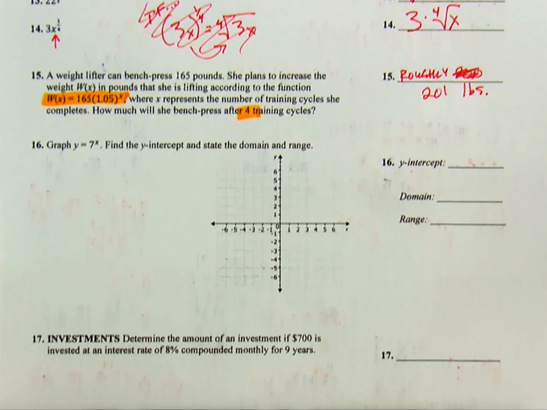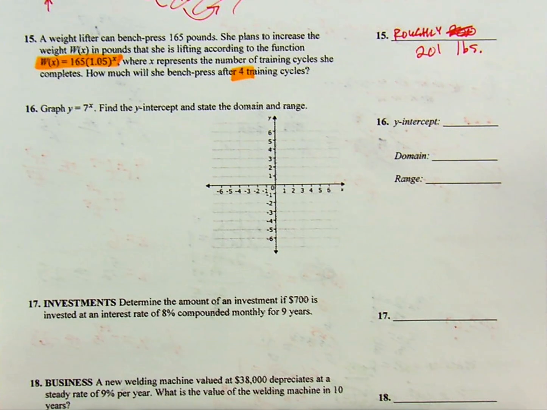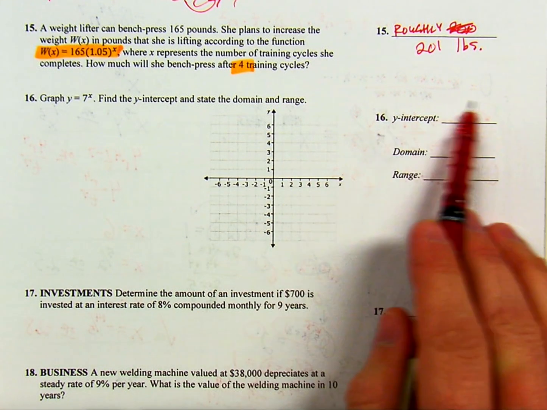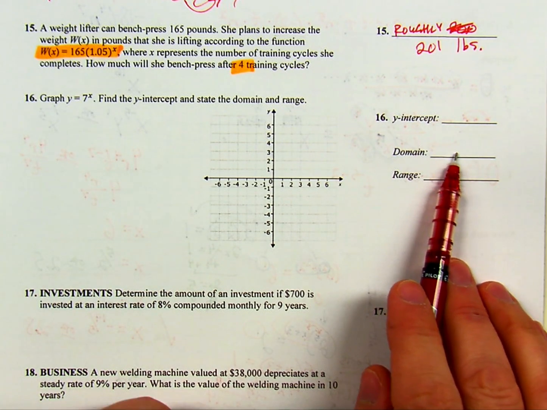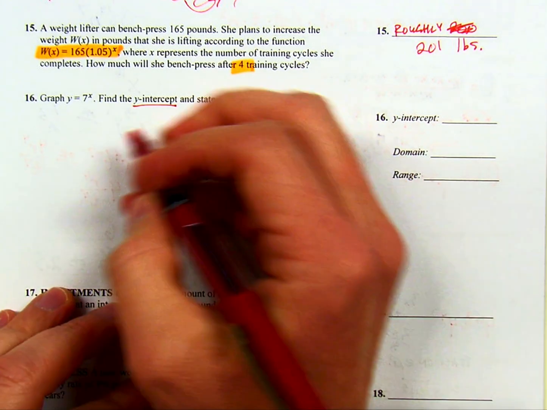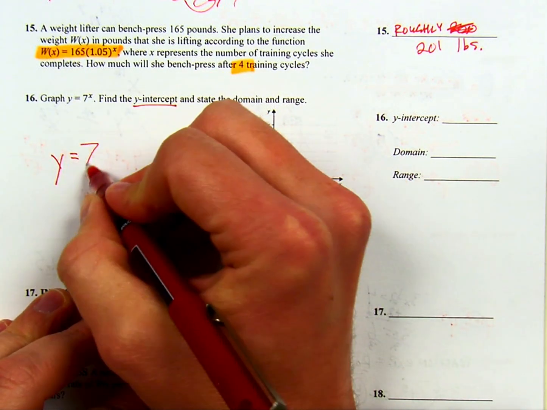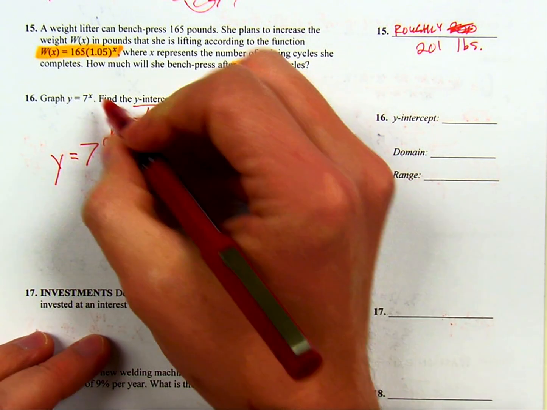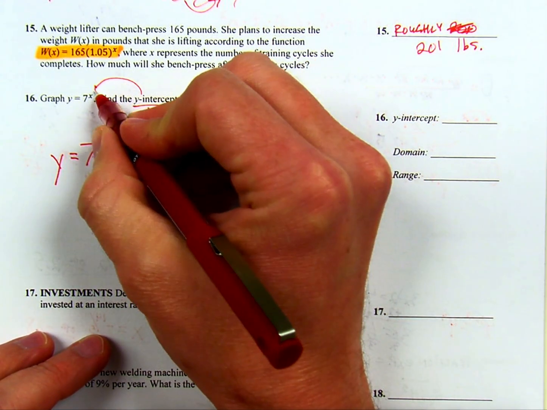Number 16, 3-point problem here. 3-point problem. So 1 point for the graph, 1 point for the y-intercept, 1 point for the domain and range. Let's find the y-intercept first. The y-intercept is what you get out when you put in a 0. For any function, the y-intercept is what you get out when you put a 0 in for x.